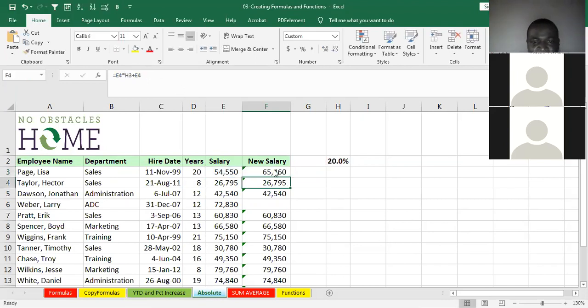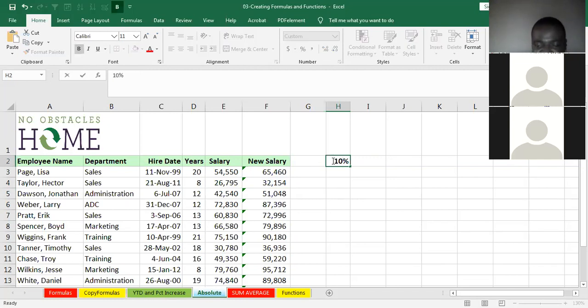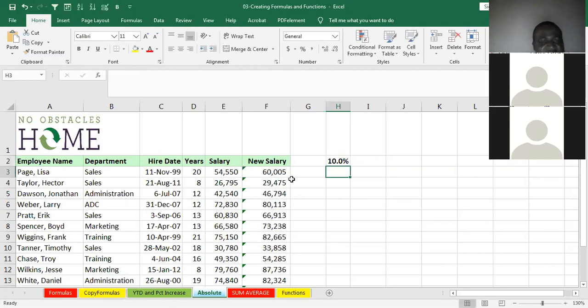Okay, no problem. So now, when we drag it, what you will see is that the formula should not become incorrect. All of them, see, all of them are referencing H2. You understand? So if the organization says, we don't want to work with 20% again, we want to work with 10%, they can change it and everything will change automatically. That is how to do absolute cell references.